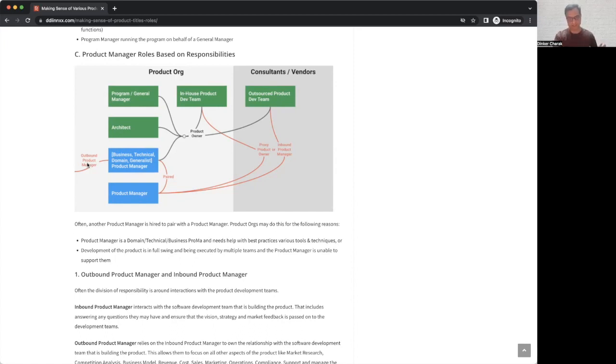And while they're doing all that, they're pairing with someone who is an inbound product manager. An inbound product manager is the person who interacts with the development team, who helps them with the development backlog, creating a relation between the product backlog and the development backlog, looking at the metrics and the acceptance criteria, and doing all the key testing that a product manager wants to and should do.